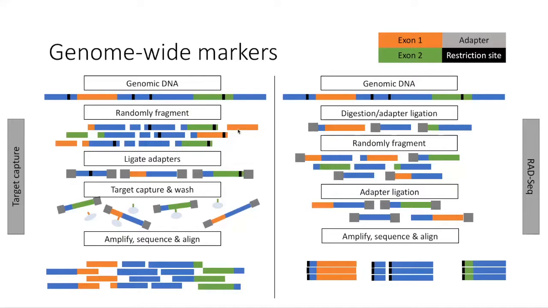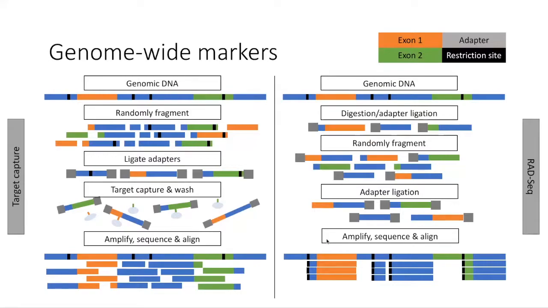In target capture, the entire genome is randomly fragmented, and then you target particular regions that you're interested in with a probe that's designed a priori. In RAD-seq, we fragment the genome at particular restriction sites. These are indicated by these little black bars here. And then you sequence and align those particular fragments. So these approaches are excellent for surveying a large number of independent genomic markers.